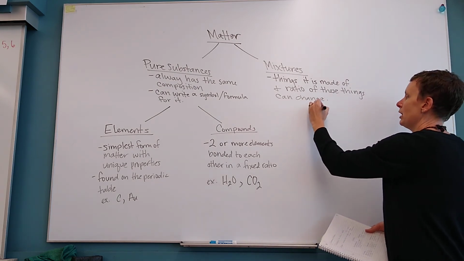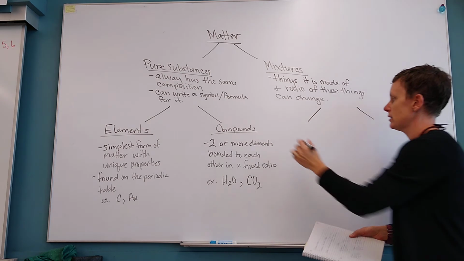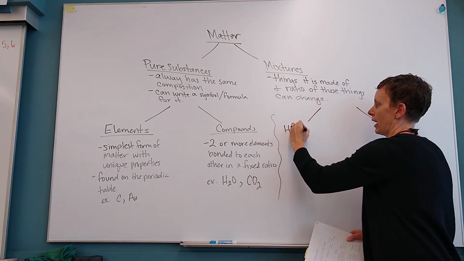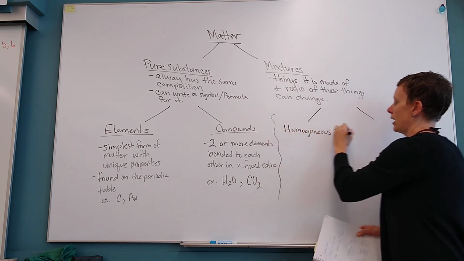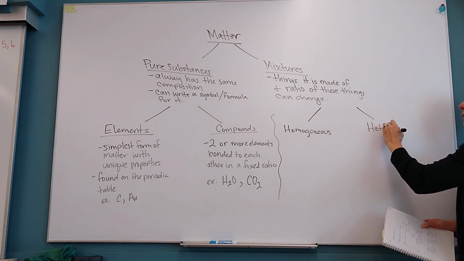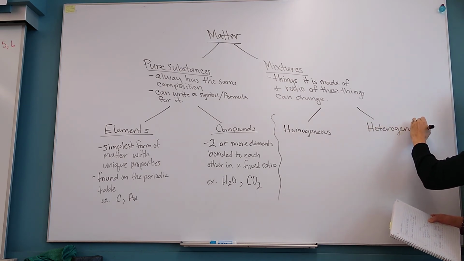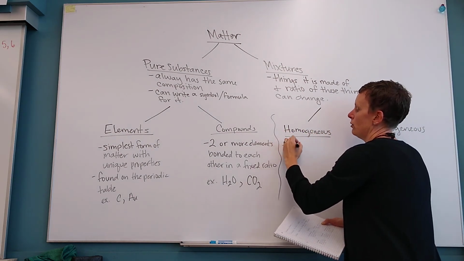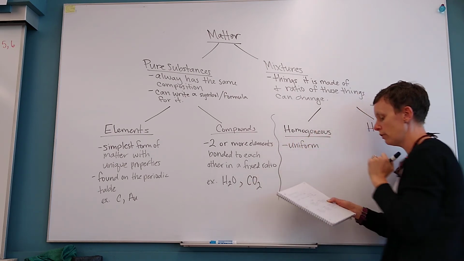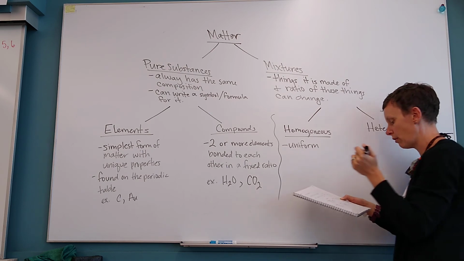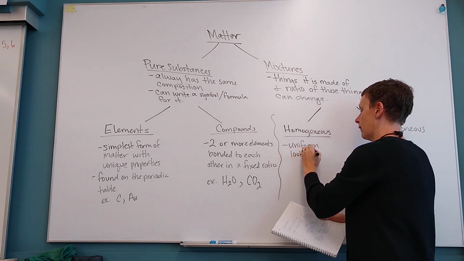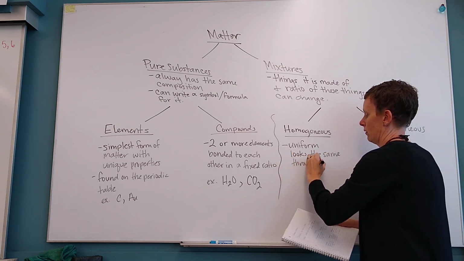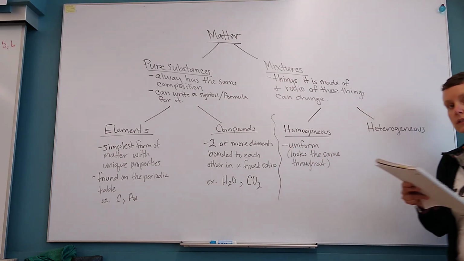All right. Splitting our mixtures into two further categories. I'm just going to draw a little squiggle here to make sure we keep these separate. Homogeneous is our first side of this, and our second side is heterogeneous. So these might be new words for you, but homogeneous and heterogeneous, okay? Homogeneous, the definition is it is a uniform mixture, okay? Uniform, which means that it looks the same throughout. Okay, uniform, it looks the same throughout, okay?